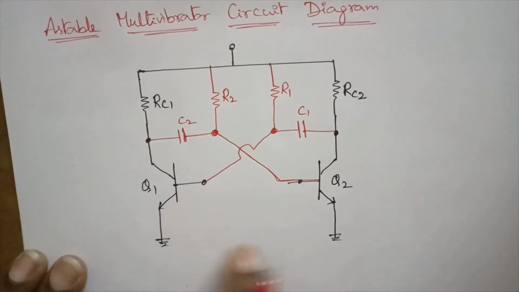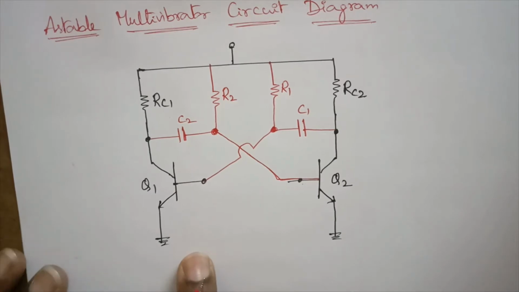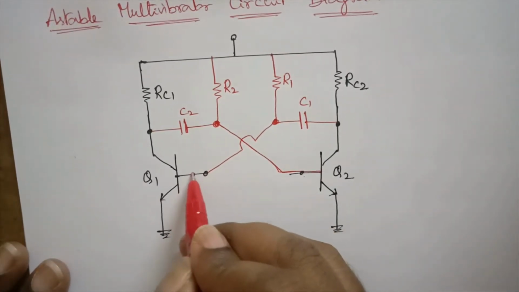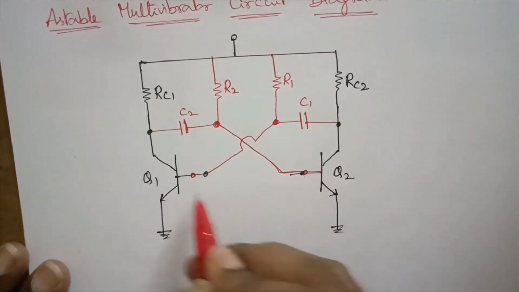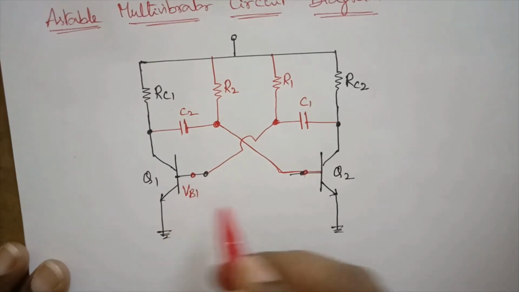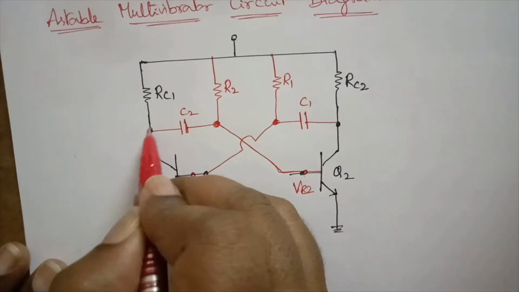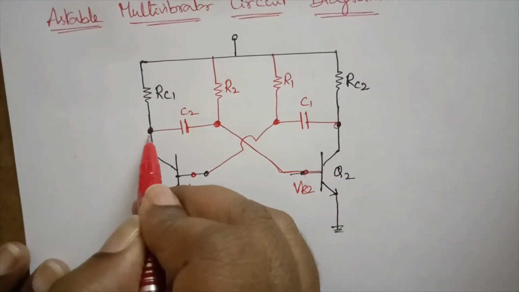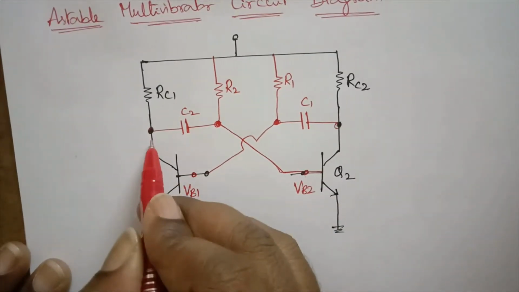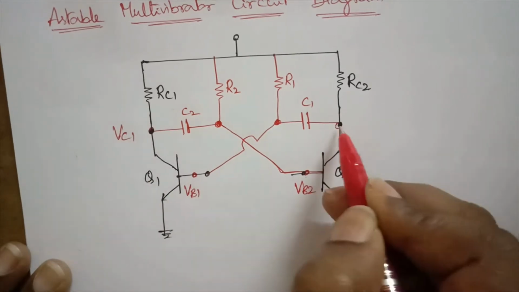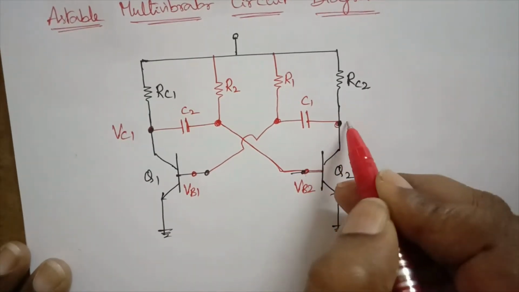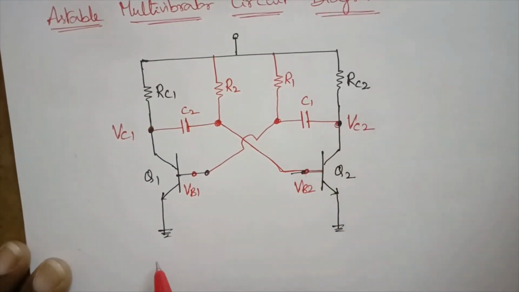Now the circuit diagram is over. The inputs are given at the base terminals. Let this be VB1 and this one VB2, and the outputs are taken at the collector terminals. So the output of Q1 I name as VC1, and the output of Q2 I name as VC2.